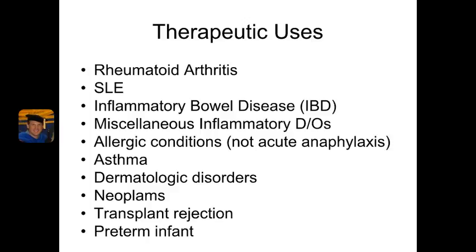There's a saying in dermatology, you know, if they're on steroids, take them off. If they're off steroids, put them on. So pretty much any rash, you might want to try steroid on it and see what happens, maybe. No, that's not the correct way to do it. Right here, this neoplams, that S is out of place. It should be neoplasm, which is a cancer. Transplant rejection, they're used to help prevent transplant rejection, and then they are also used for preterm infants.